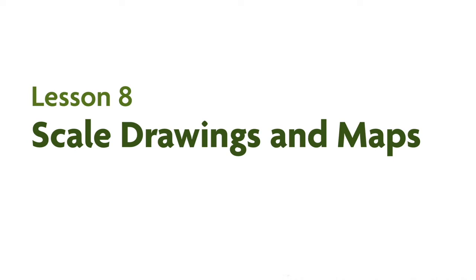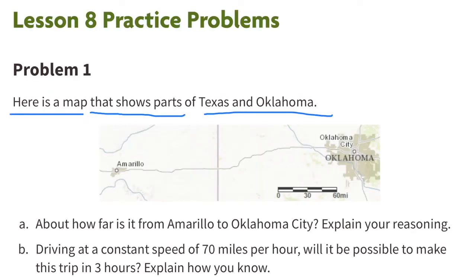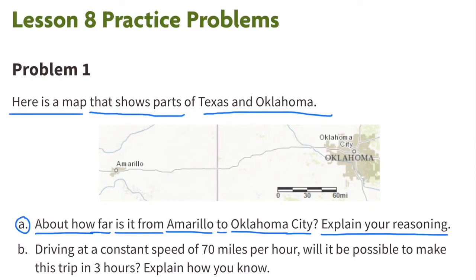Seventh grade, Unit 1, Lesson 8, Scale Drawings and Maps. Number 1. Here is a map that shows parts of Texas and Oklahoma. A. About how far is it from Amarillo to Oklahoma City? Explain your reasoning.